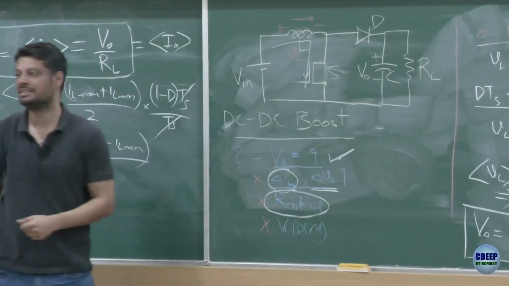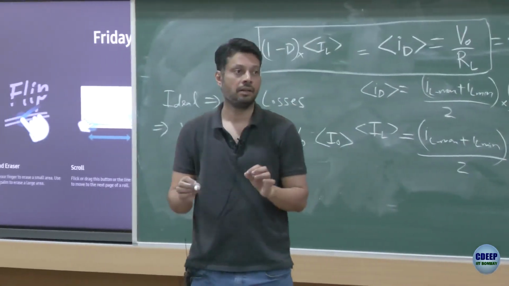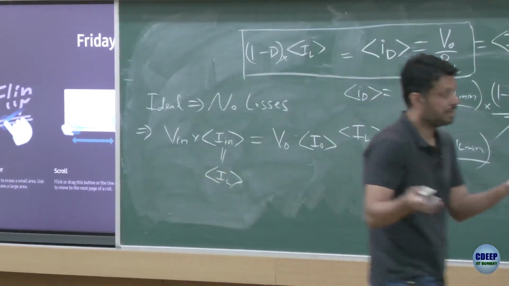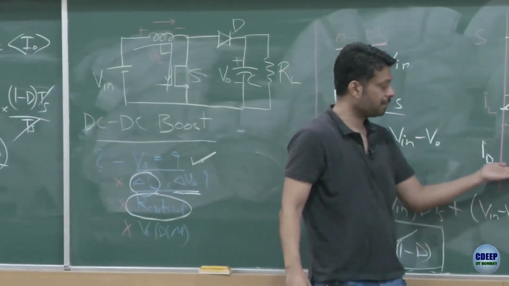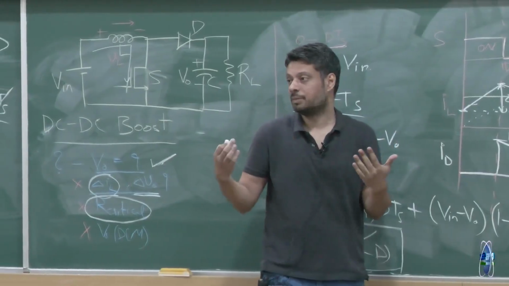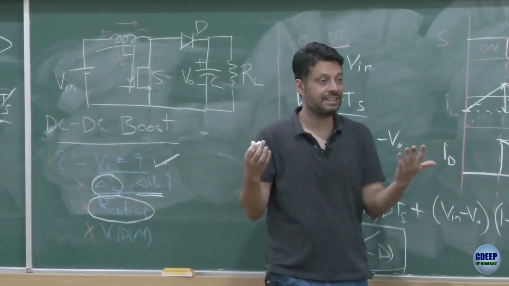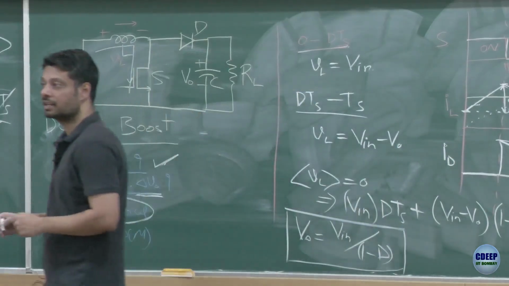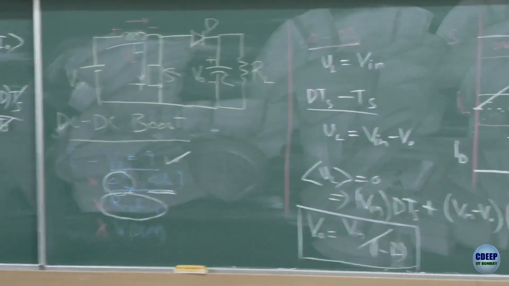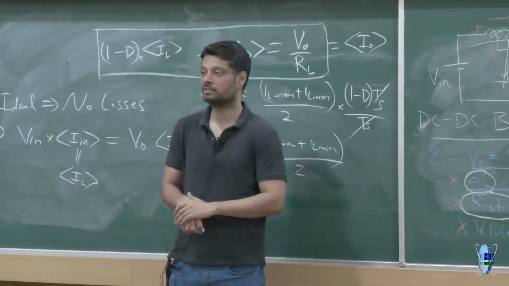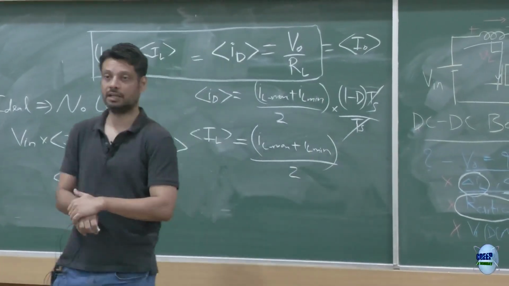Remember, CCM and DCM is always defined with respect to the inductor current. For example, the diode current remains 0 for quite some time, whatever you do. But that doesn't mean this converter is always in DCM or something like that, right? So CCM, DCM we always define in context of the inductor current. And you can find out the expression for critical resistance, right?